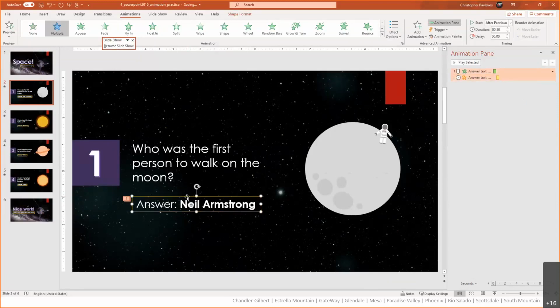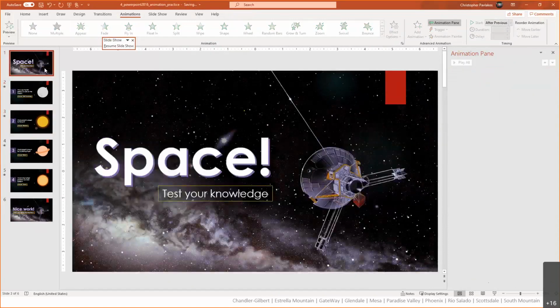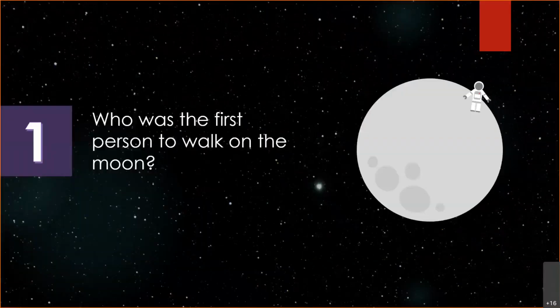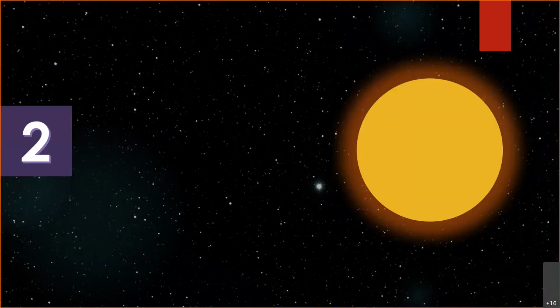So with this one selected, I'm going to use the animation painter to have the same thing happen on slide 3 about Mercury. There we go. So now let's take a look at our presentation and see how it looks. So when I come to this slide, it's asking the question, click once, answer swipes in from the left and does a pulse. Same thing on this second slide.